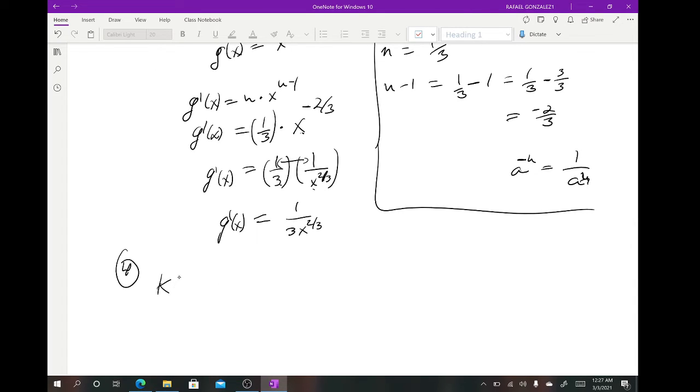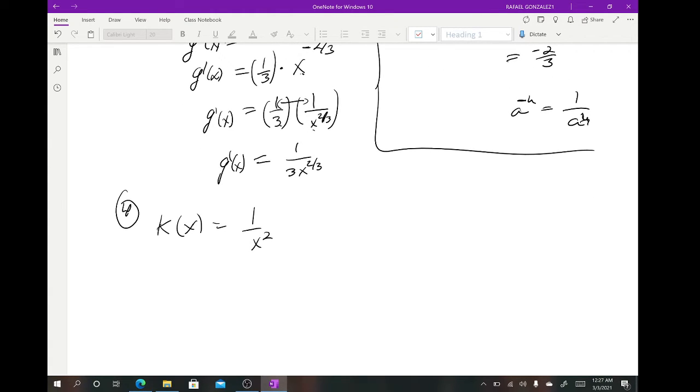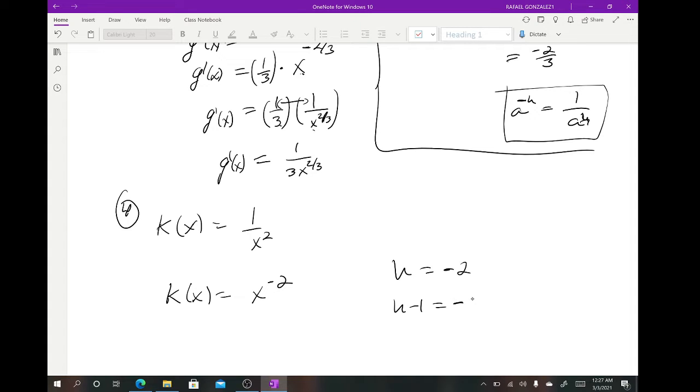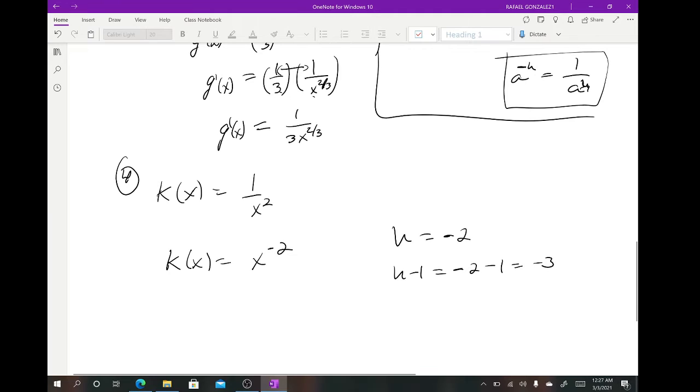Let's say k of x is equal to 1 over x squared. Well, here, what I suggest, again, is to rewrite it. So this is k of x equals x to the minus 2. In this case, we're going backwards using this rule again. And now you can see that n is going to be equal to -2, and n minus 1 is going to be equal to -2 minus 1, which is equal to -3.